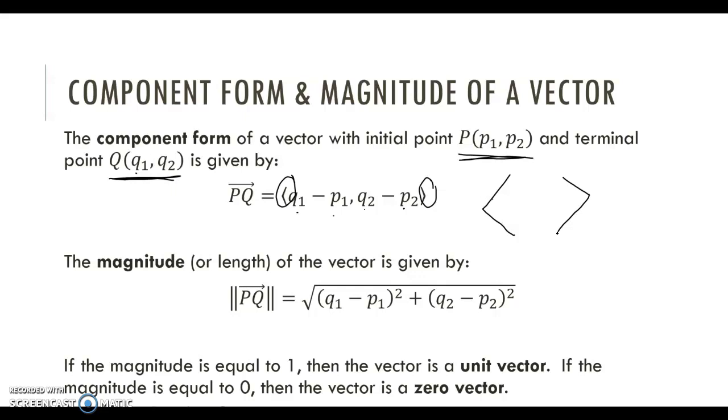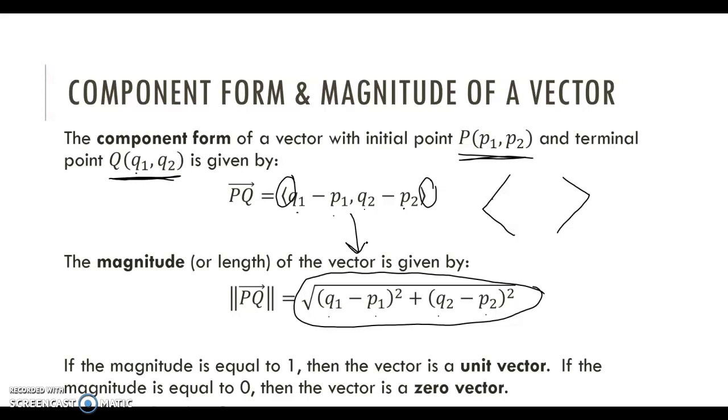The other thing that we'll be looking at is the magnitude, or the length, of a vector. The magnitude is found by essentially taking the distance formula, if you remember that from geometry, which is this formula right here. So again, you're taking the terminal point x value minus the initial point's x value, squaring it, plus the terminal point's y value minus the initial point's y value, squaring that, adding it together, taking the square root. If you already have the component form, it's really easy then to find the magnitude.